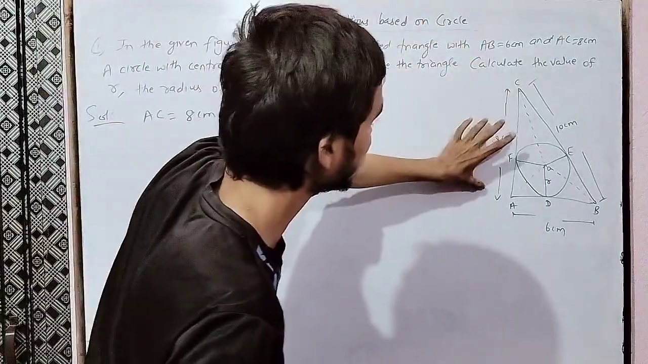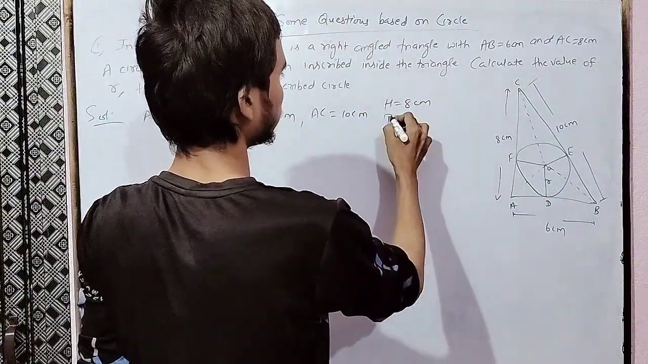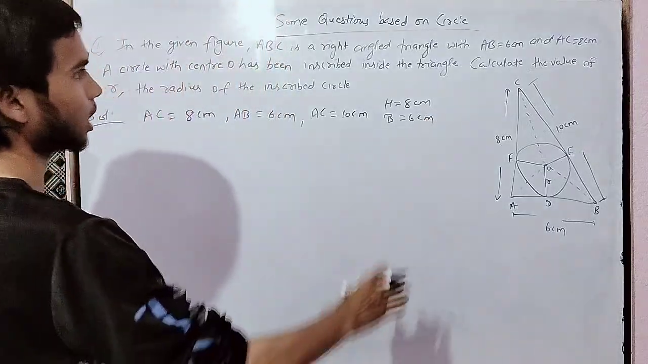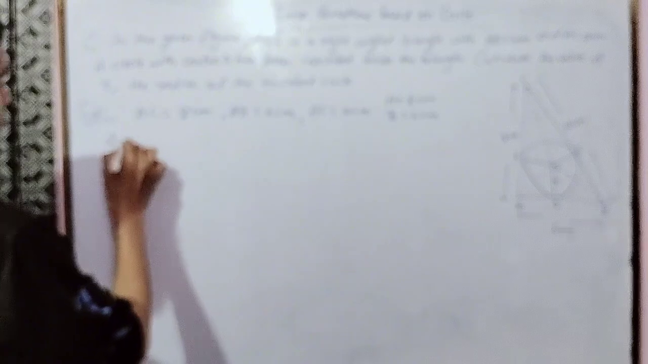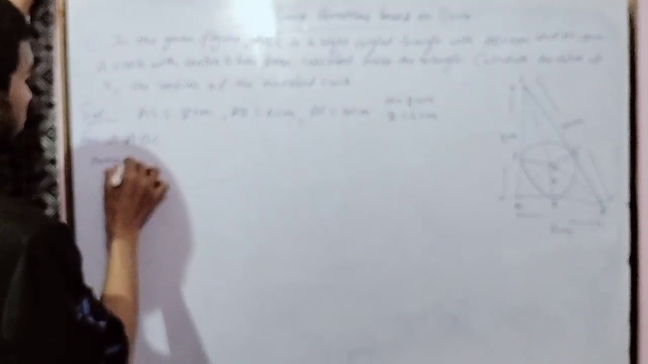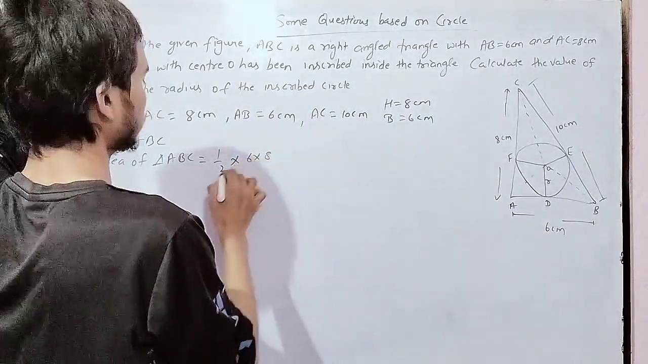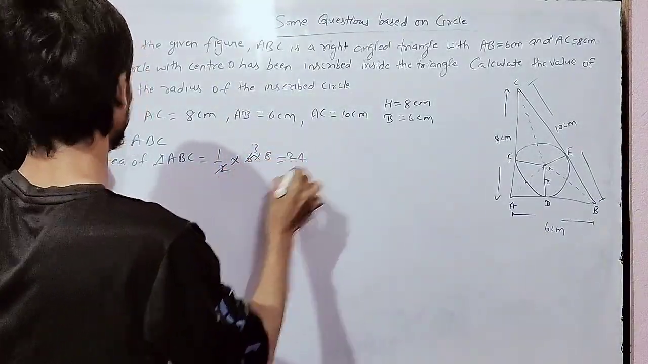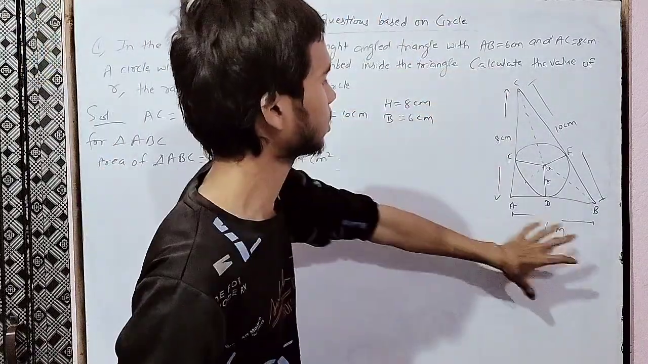So here, base and height. Height is 8 centimeter. Base is 6 centimeter for triangle ABC. Here the area of triangle ABC will be 1 upon 2 times base 6 times height 8. 2 threes are 6, 3 eights are 24. So this is the area of triangle ABC.